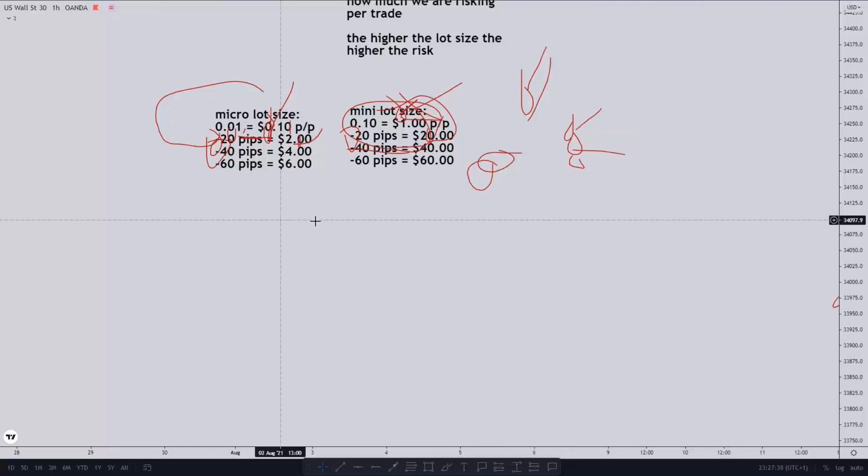So if you have a $100 account, please stick to the micro lot size from 0.01 at least until 0.05, so that you can be able to see some results. And then once your account starts growing, let's say plus minus $300, then you can move over, as long as you're going to accept those losses, because the most important thing is accepting your losses.